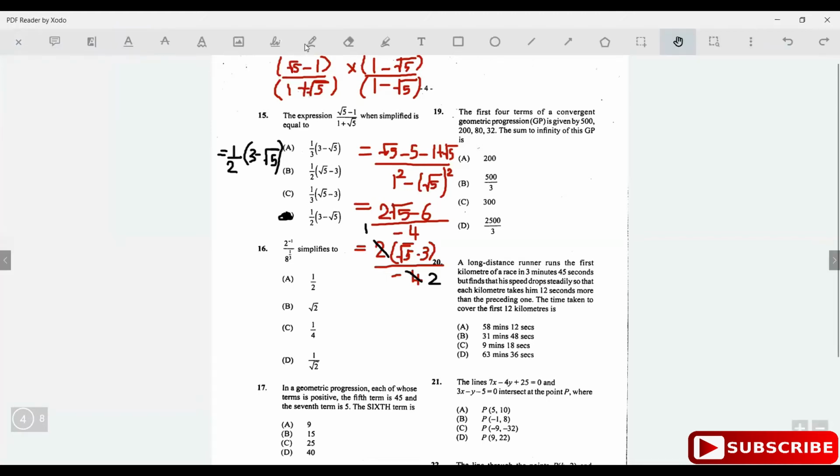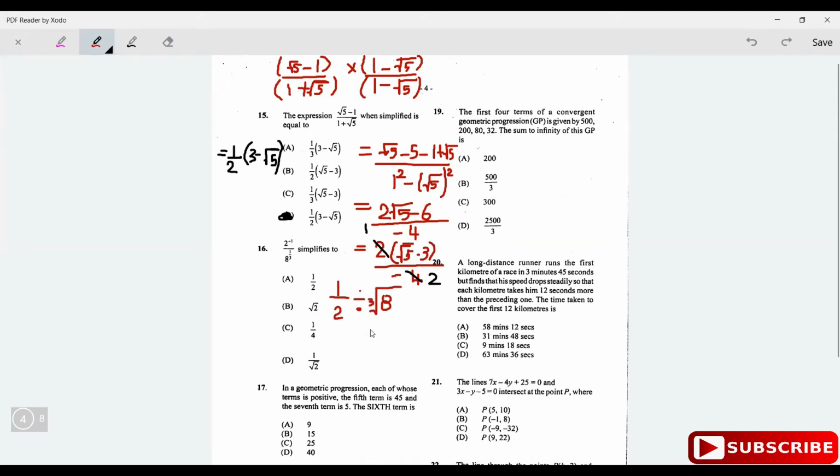All right, question 16 is another indices question. It says 2 to the minus 1 divided by 8 to the 1/3 simplifies to what. Now 2 to the minus 1, remember, is a half. So they're saying a half divided by 8 to the 1/3. Now 8 to the 1/3 means the cube root of 8.